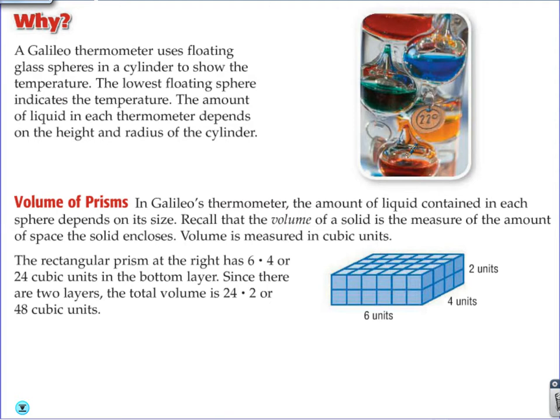It says a Galileo thermometer uses floating glass spheres in a cylinder to show the temperature. The lowest floating sphere indicates the temperature. The amount of liquid in each thermometer depends on the height and radius of the cylinder. So you see how that would be related to volume. Guys, volume is the amount of space that the object occupies, or the amount of space that you could fill it with. It's the same thing.